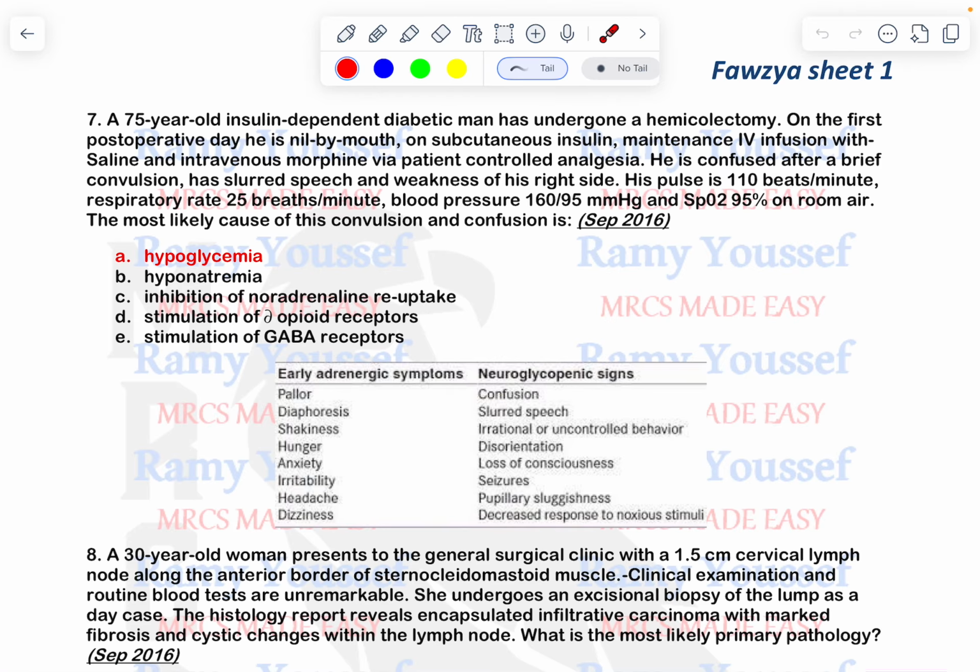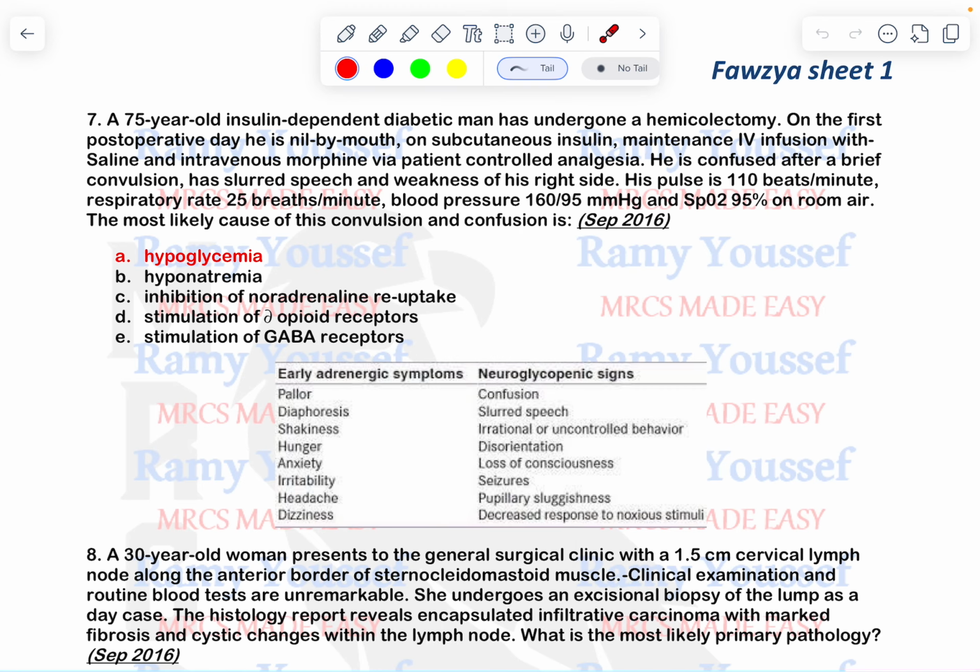A 30-year-old woman presents to the general clinic with a 1.5 centimeter cervical lymph node along the anterior border of sternocleidomastoid. Examination reveals routine blood investigations, and excisional biopsy of the lump shows infiltrative carcinoma with marked fibrosis and cystic changes within the lymph node. What is the most likely primary pathology? So there is infiltrative malignancy with fibrosis and cystic changes. This is secondary in the lymph node.